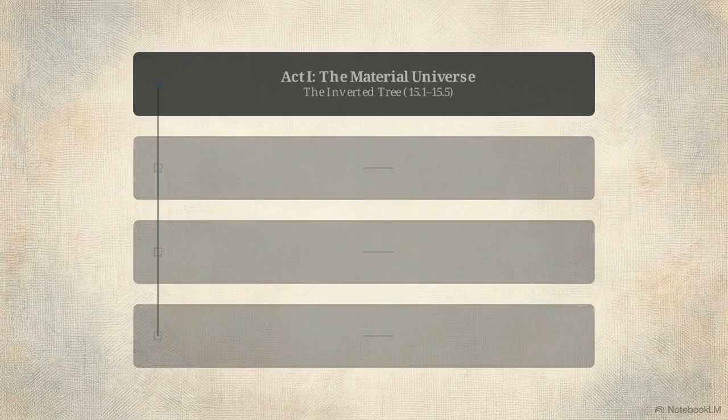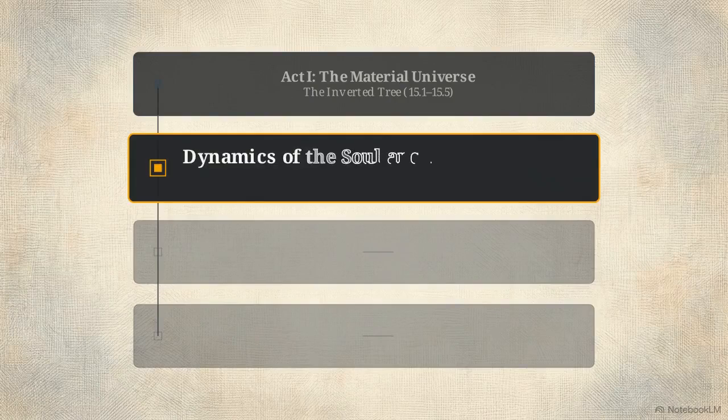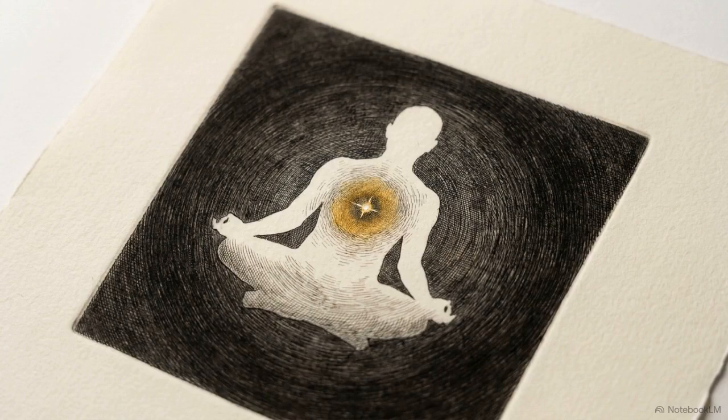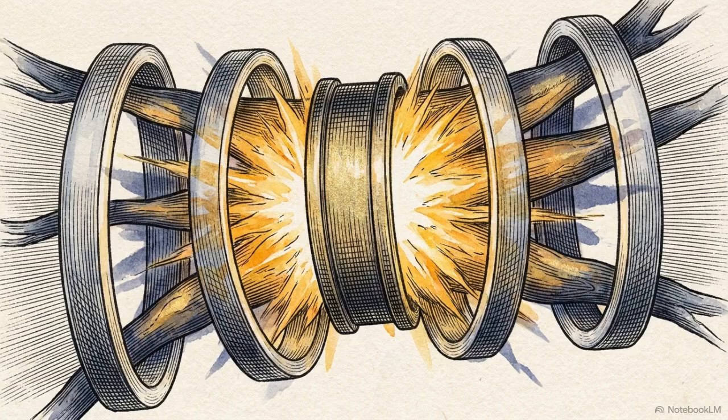The second tier of our map shifts the focus from the macro structure of the universe to the embodied soul, or jiva, trapped within it. The primary ontological axiom here is that the soul is an eternal, fragmental part of the Supreme, currently struggling against the mind and the five senses.